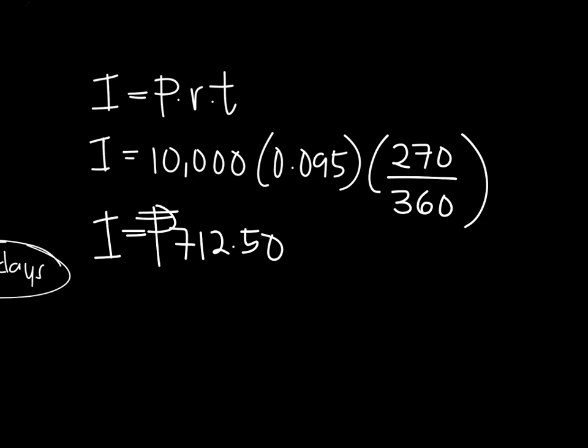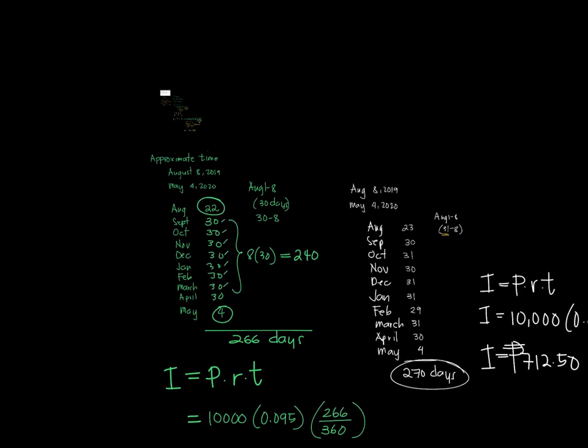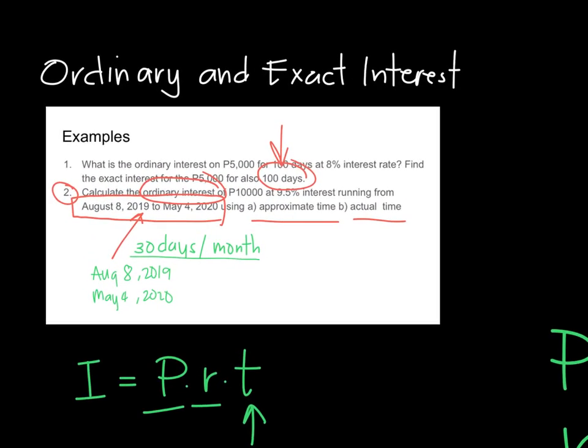If the problem was about exact interest, the only difference is that the 360 will become 365. How we count the approximate time and the exact time is still the same. So those are some examples on ordinary and exact interest. I hope you already understand the difference between ordinary interest and exact interest, and the approximate time versus the exact time, or what we call the actual time. Okay, so that's it.